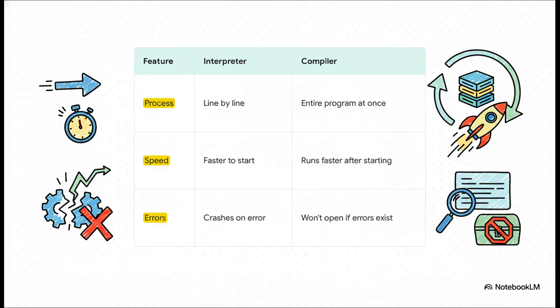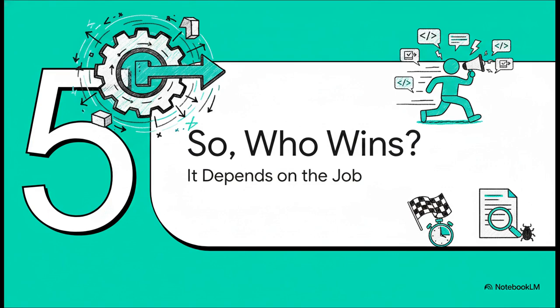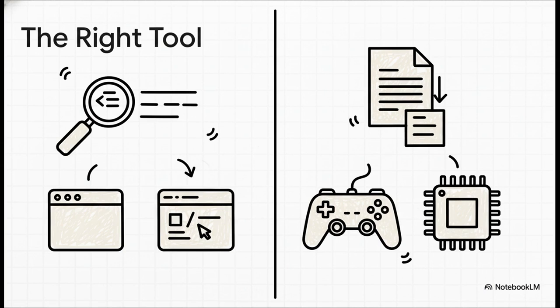And finally, errors. An interpreter will just run until it hits a bug, then stop. A compiler, though, it's more like a proofreader. It checks your entire code first, and if it finds any mistakes, it won't even create the program to begin with. So after that face-off, who's the winner? The truth is, there's no single champion here. It's not about which one is better, it's about which one is the right tool for the job you're trying to do. Yeah, it all comes down to picking the right tool.